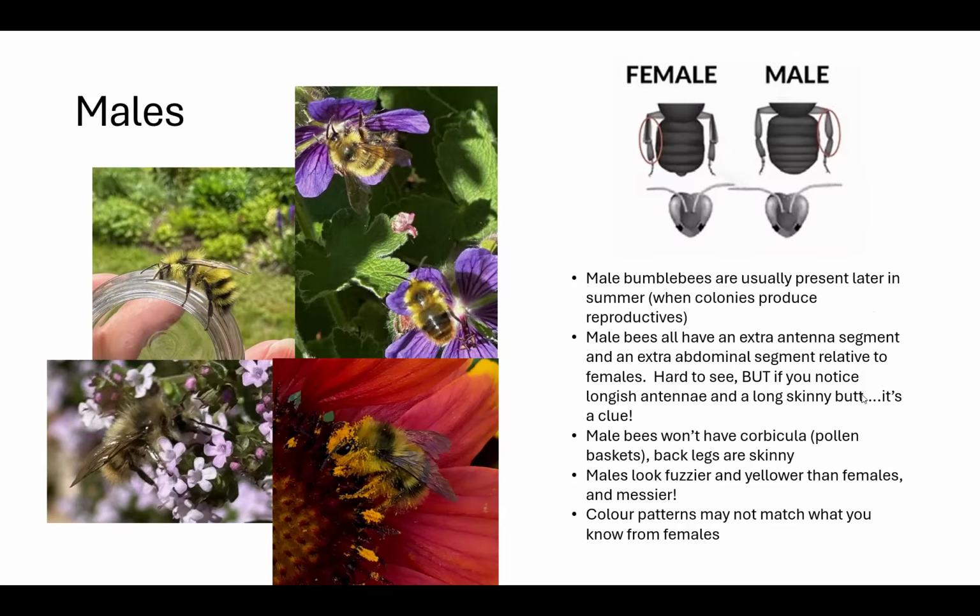I think it's easiest to tell when you can see their face. Male bees have longer antennae. They have an extra antennal segment, and a yellower face. And they just kind of look messy. They often don't groom the pollen off, like the one on the blanket flower here in the lower right. They just look messy, dirty little boys.